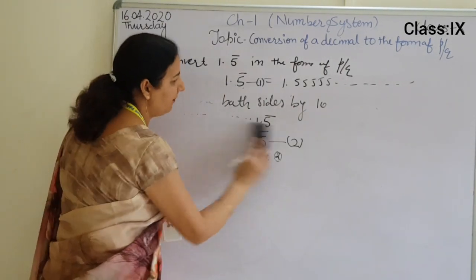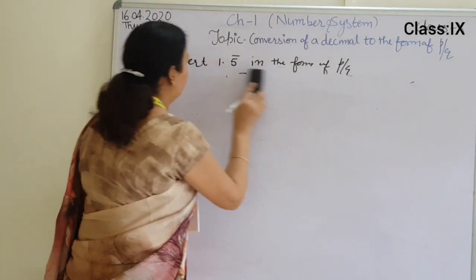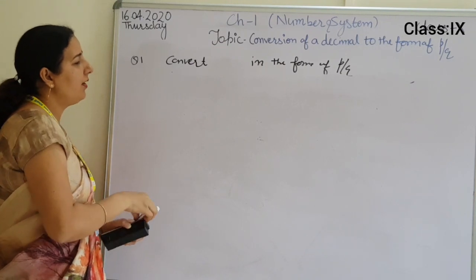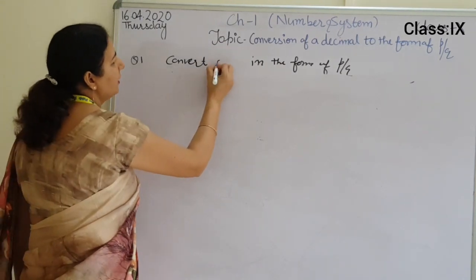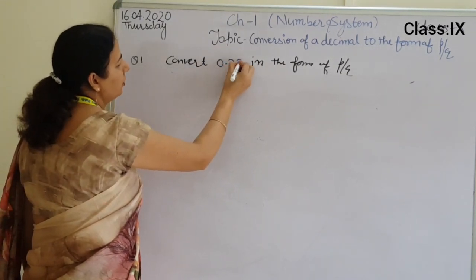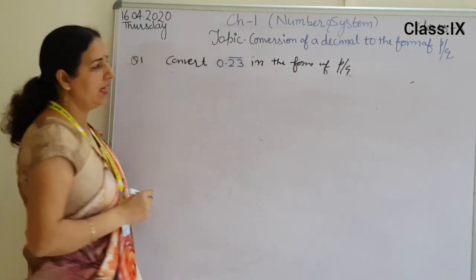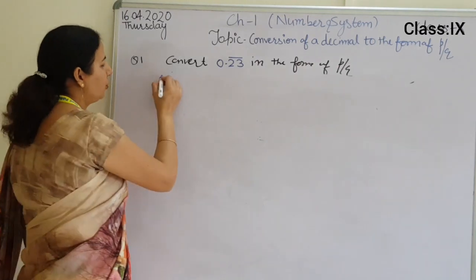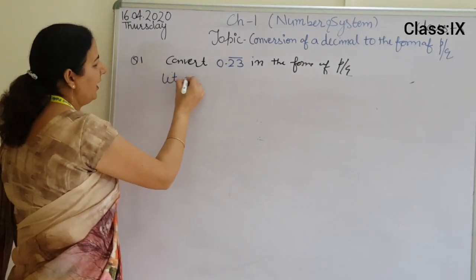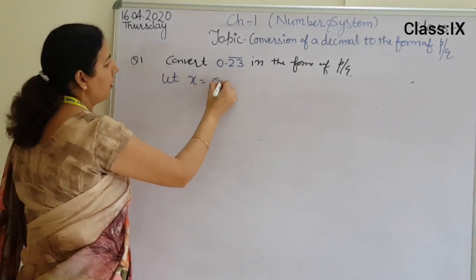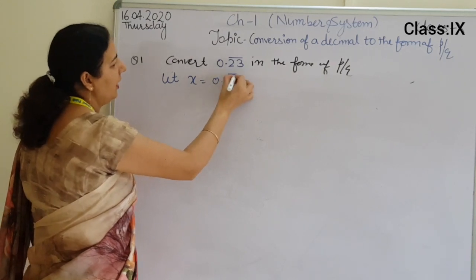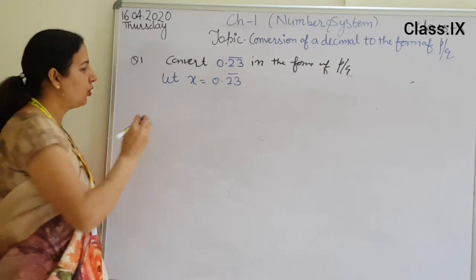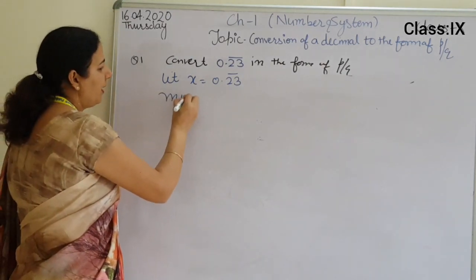Then the topic will be more clear to you. The second example is: convert 0.23 bar in the form of P by Q. So how will we solve the question? Let x is equal to 0.23 bar. This time bar is on two numbers. So what will we write?